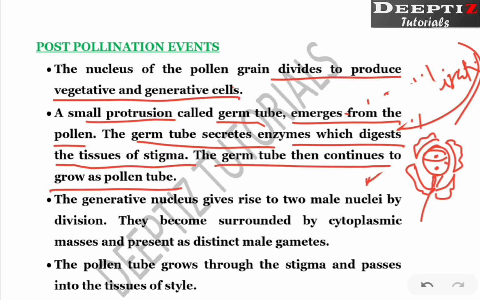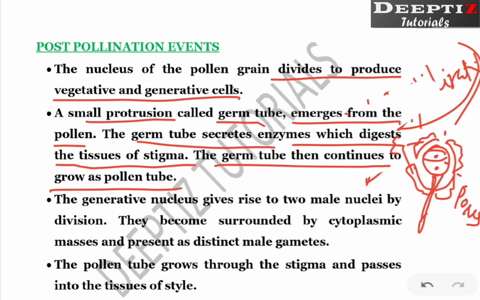This outgrowth will grow through the germ pore. What is a germ pore? This is the exine. The exine is a discontinuous membrane. You can see some pores here. These pores or holes are termed germ pores. Through that germ pore there is a protrusion.